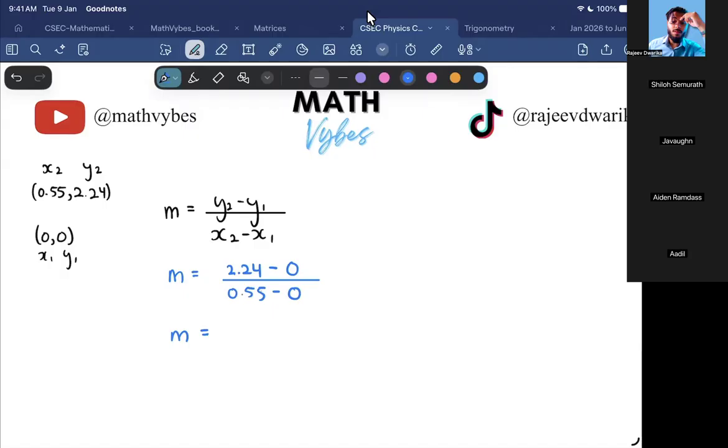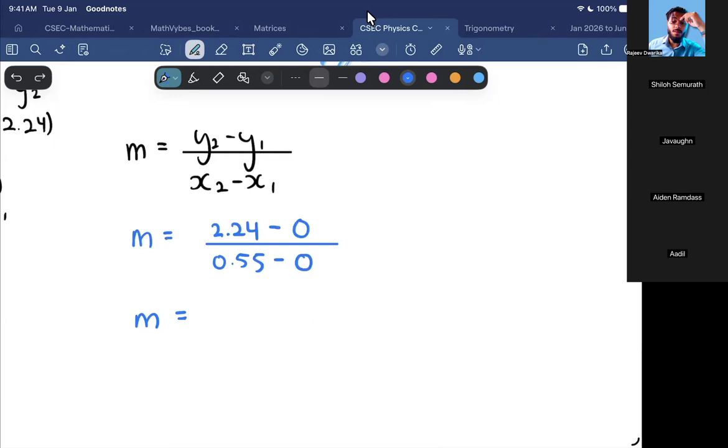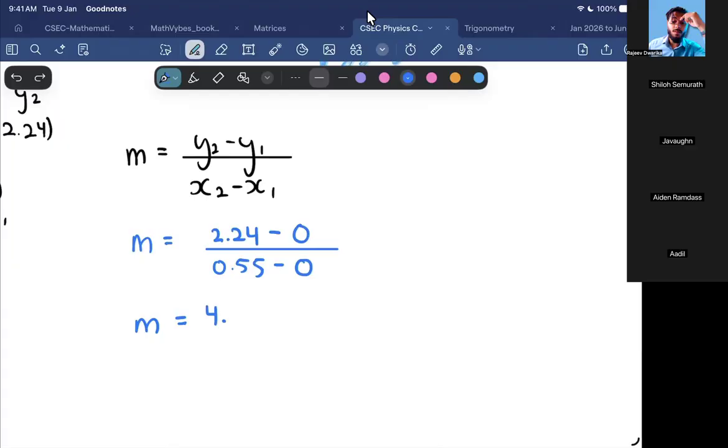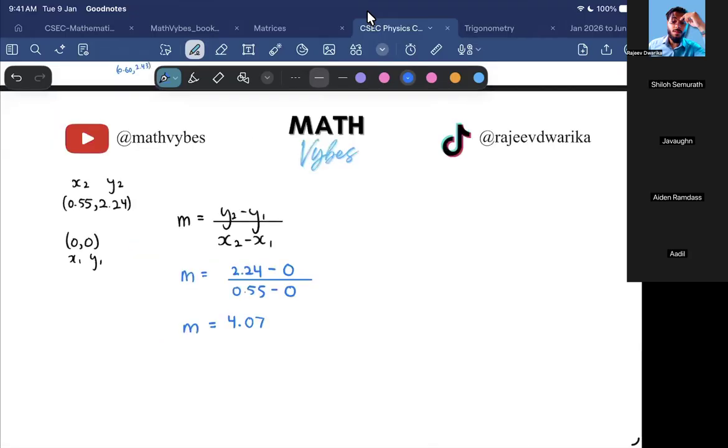So let me know what you guys get. 2.24 over 0.55. 4.0727. What y'all get? 4.07. Anybody else could confirm they got that? 4.07. Yes, sir. Now we need to look at the units, right? If you don't put your units, you lose the mark instantly.